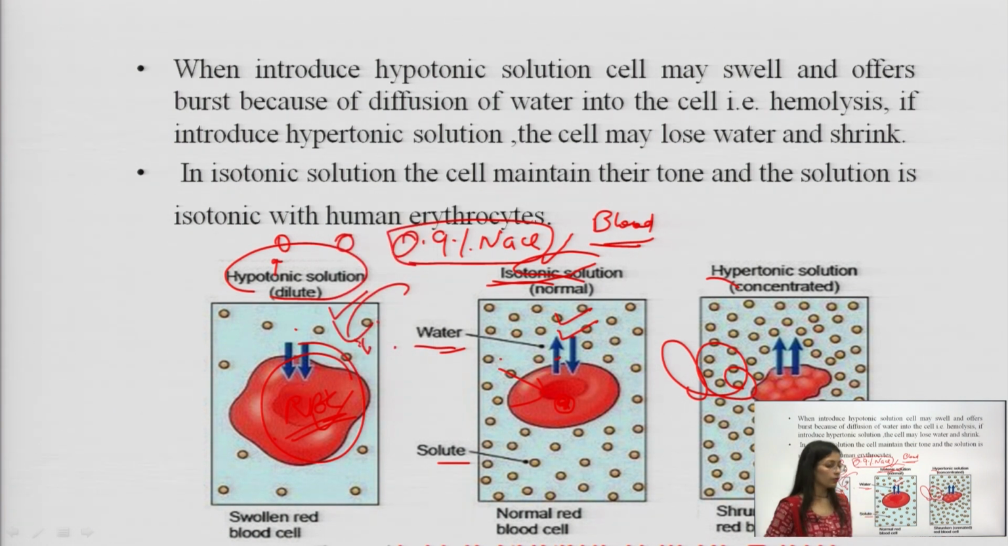Okay, so that's why when we introduce a hypotonic solution, the cell may swell and burst because of the diffusion of water into the cell. This is called hemolysis. So in order to prevent hemolysis, we have to make sure that our parenteral product is isotonic to the RBC. This is what the basic need of that particular profile is all about.